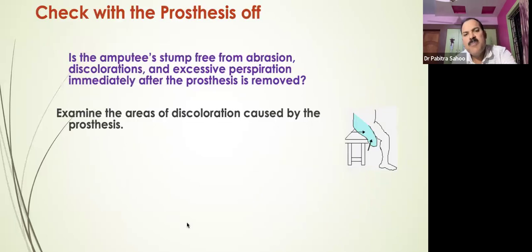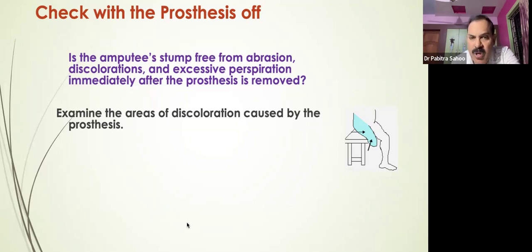Now, the next part is to check with the prosthesis off. Ask the patient to take the prosthesis off from his stump and see whether there is any excessive pressure or excessive perspiration over the stump, and check whether there is any discoloration caused by excessive pressure from the prosthesis. If any areas of redness or discoloration disappear within 10 minutes after removal of the prosthesis, that is not a big problem. These are not usually significant.